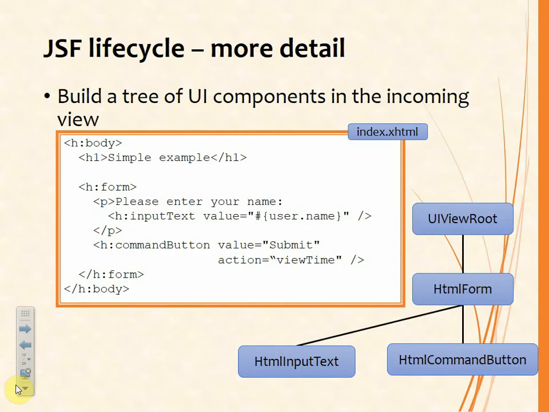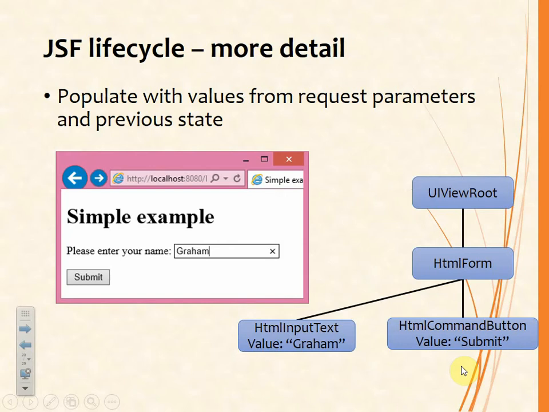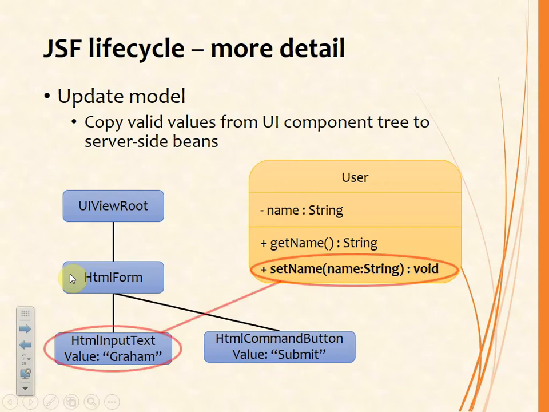So breaking that down, here's the XHTML for the facelet, and you can see that we've got a form which is represented in this component tree. There's an input text and a command button, both of which are represented in that component tree. Then we take the component tree and populate it with values from that view. So now the input text has got the value typed by the user, and the command button has got the value that is on the front of the button. So now we've got this component tree populated with values from the request.